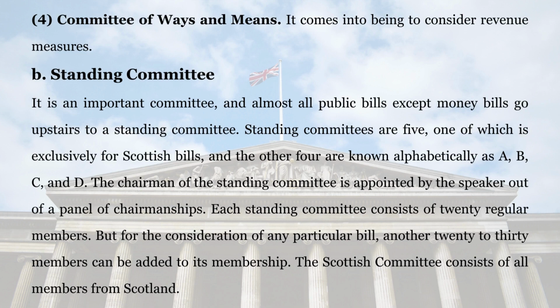B. Standing Committee. It is an important committee, and almost all public bills except money bills go upstairs to a standing committee. Standing committees are 5, one of which is exclusively for Scottish bills, and the other 4 are known alphabetically as A, B, C, and D. The chairman of the standing committee is appointed by the Speaker out of a panel of chairmanships. Each standing committee consists of 20 regular members. But for the consideration of any particular bill, another 20 to 30 members can be added to its membership. The Scottish Committee consists of all members from Scotland.